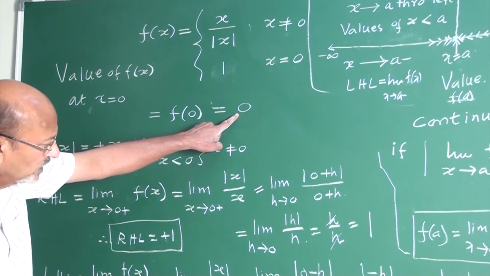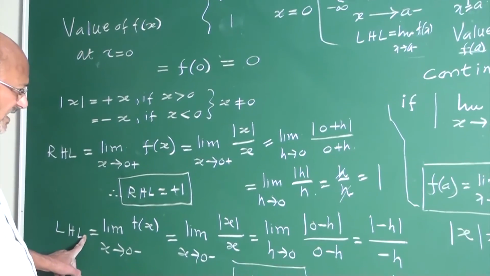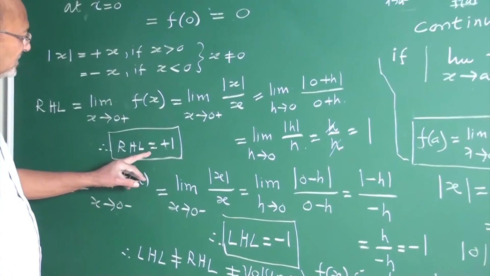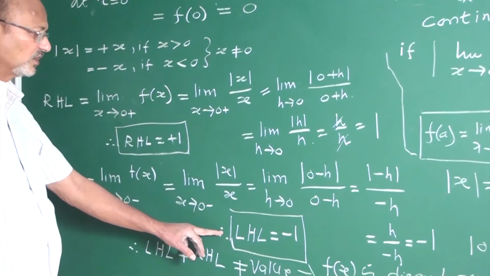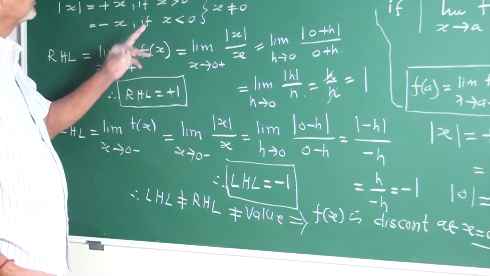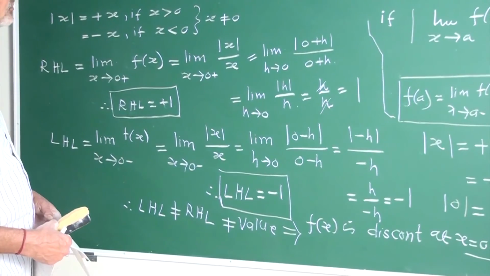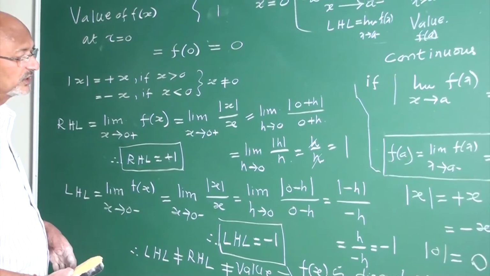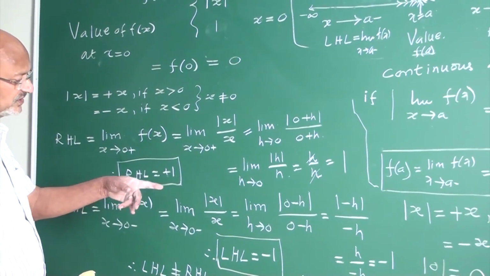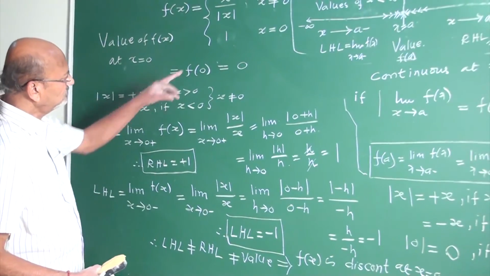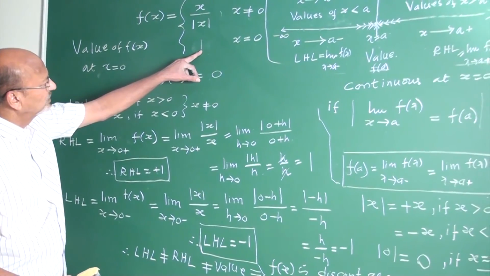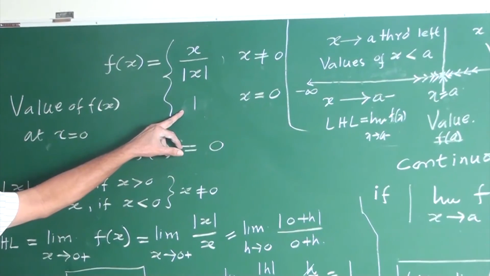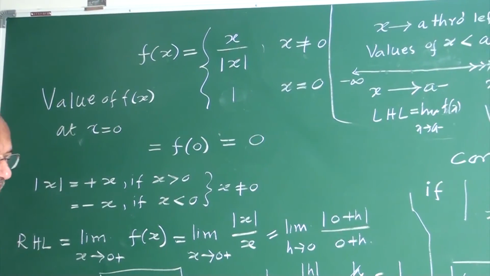If the value is 1, what about your RHL? RHL is 1, my friend. Value and RHL become equal, so you have to go for what? LHL. In this case, you must find all the 3. Then only you can come to know that one value is not equal. You can conclude the given function is not continuous at x equal to 0. If they give this as 1, they may even give minus 1, or 0, or 2, 3, anything like that.